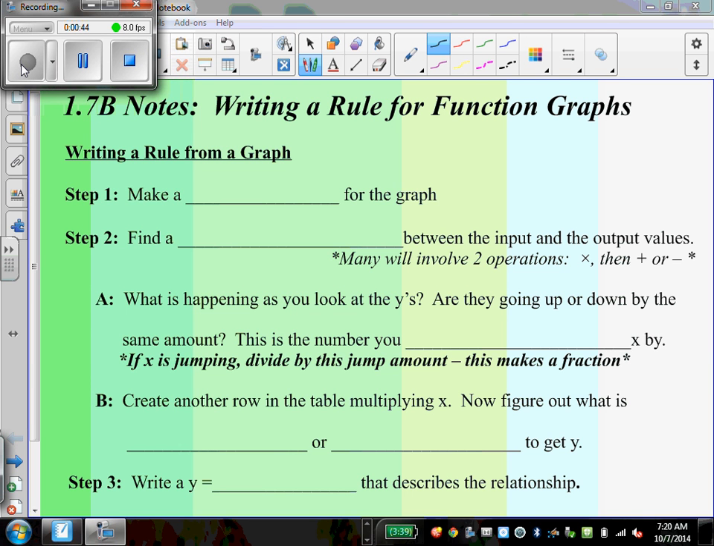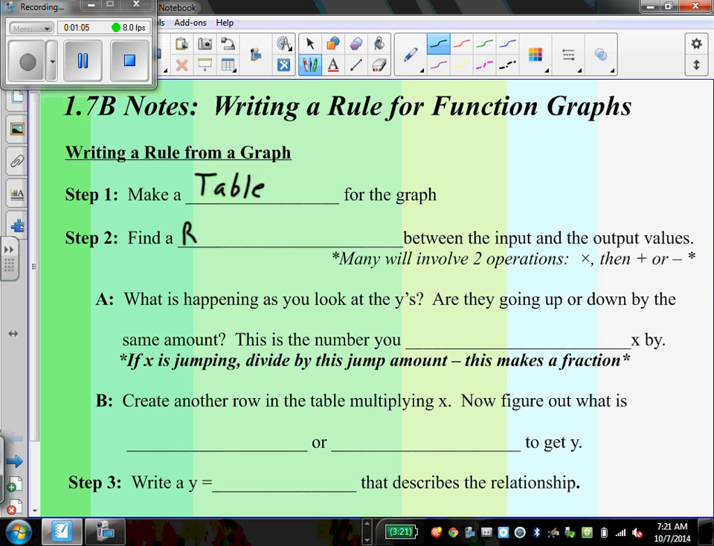So writing a rule from a graph. Step one, first thing we're going to do is change those graph points into the number forms. We're going to make a table for the graph, either a horizontal or a vertical table. We're going to make a table with those values. And what we're going to do next is find a relationship between the input and the output values. So this is that whole idea of figuring out how do we go from those inputs to those outputs. What's happening to the numbers to make that happen?